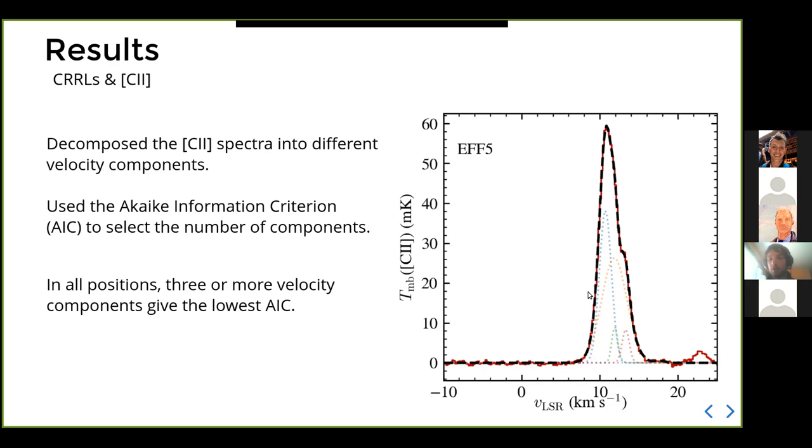This is an example of how this decomposition looks towards one of the positions. And it's very clear by looking at this that this is quite degenerate, since you don't really resolve some of these velocity components very well, you can change their amplitudes and widths in various ways and get the same answer.